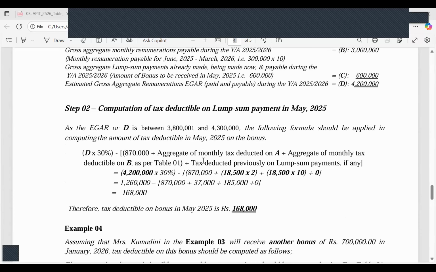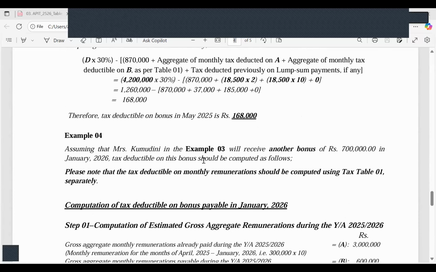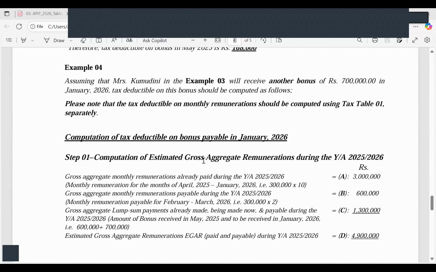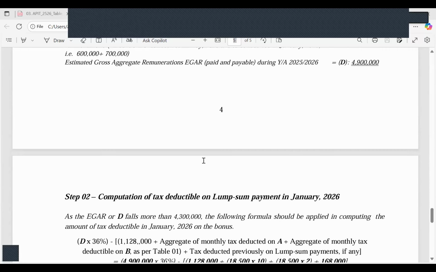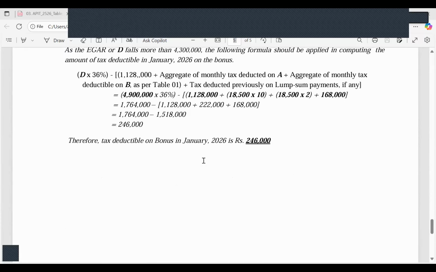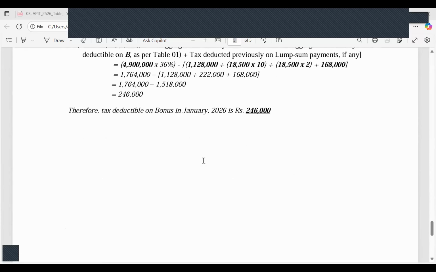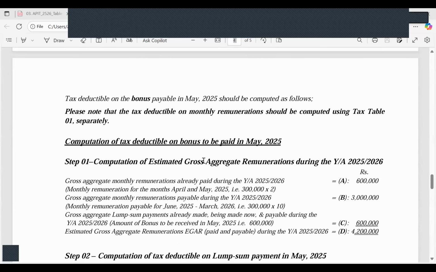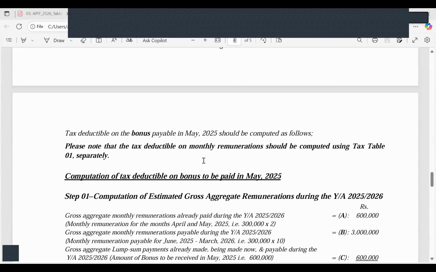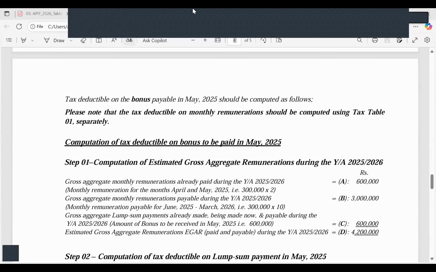There's another example. You can work out these examples and understand what is being said. For the bonus, for the salary arrears, you can use this table too. Then we can move to table 3.